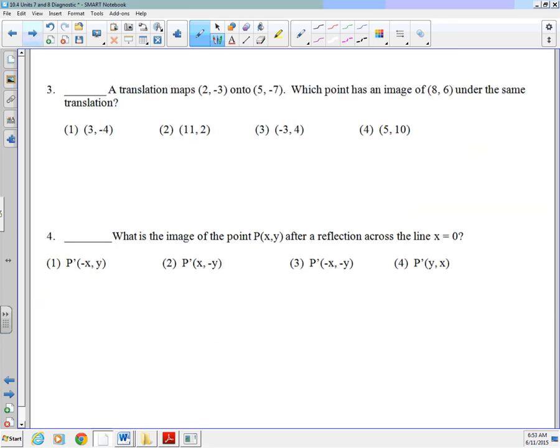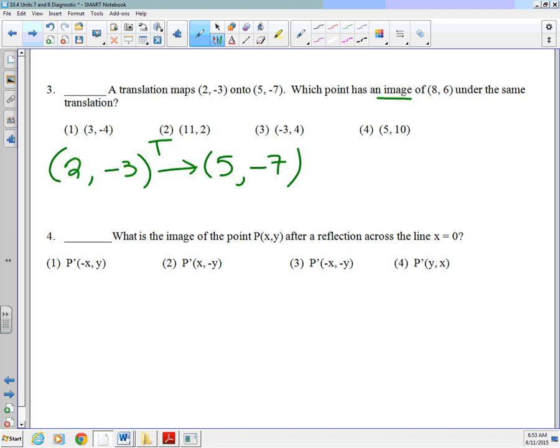Okay, number 3, a translation maps (2, -3) onto (5, -7). Which point has an image of (8, 6) under the same translation? The reading was critical. This was actually a test question from this year, and the reading got a lot of you. So firstly, I have a translation. I'm going from (2, -3) to (5, -7). And I've got to figure out what that translation is.